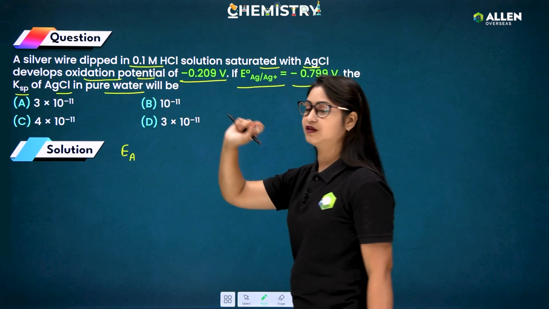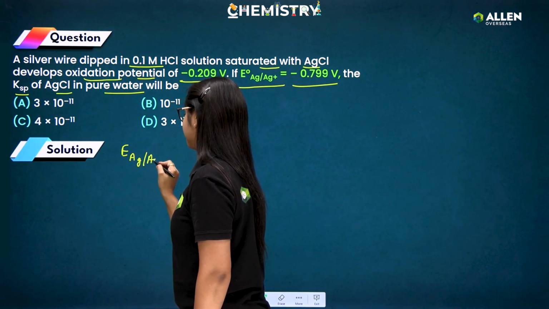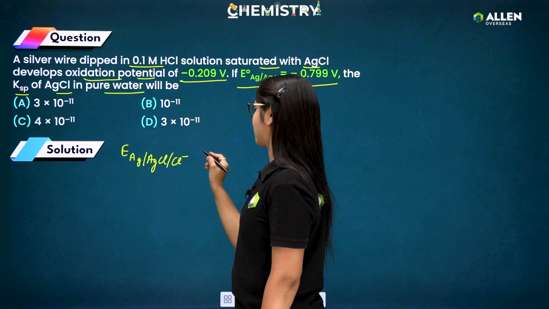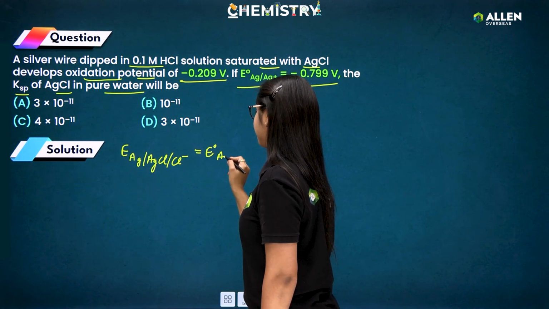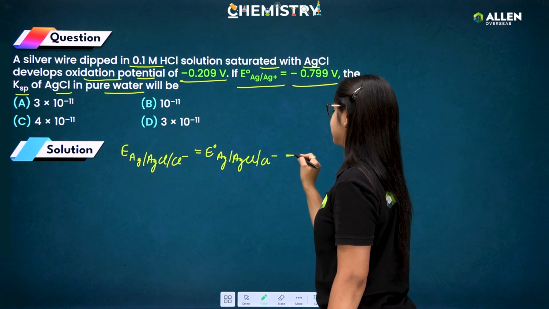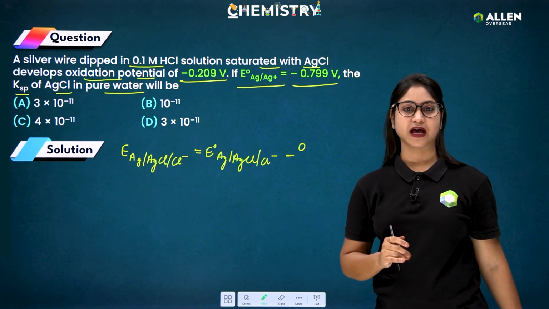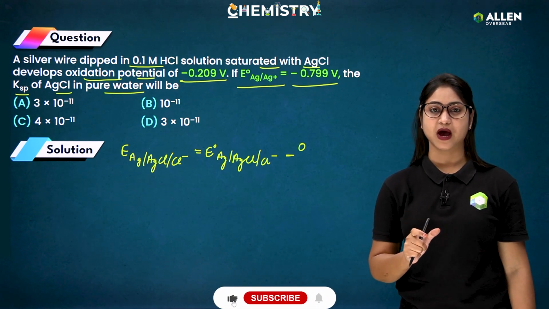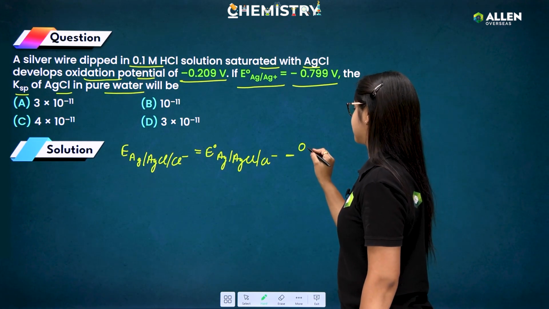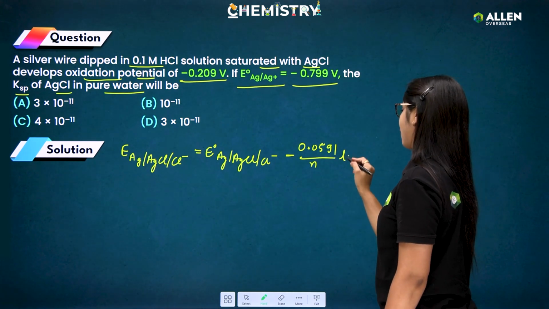Silver dipped in HCl, so silver will get oxidized, right? So this can be written as Ag|AgCl, Cl minus. HCl has Cl minus as the common anion, equal to E naught minus, if we take all the standard values of temperature, put in the value of R, and convert the natural log into log, then this formula can be written as 0.0591 divided by n, and here log.